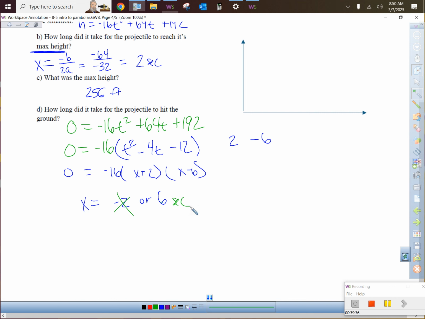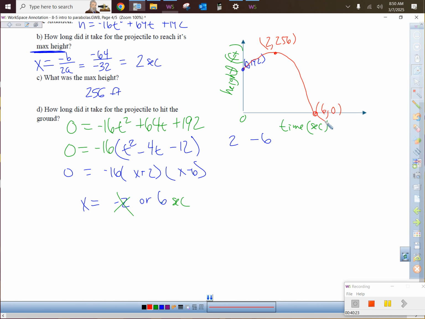Can you make sure we label our axes? This is time in seconds, and this is height in feet. And then plot. Start with your y-intercept, how high this was originally, your initial height. 0, 192. It was 192, wasn't it? And then sketch it going up for a little bit to the vertex, and then it comes back down to the ground at 6.